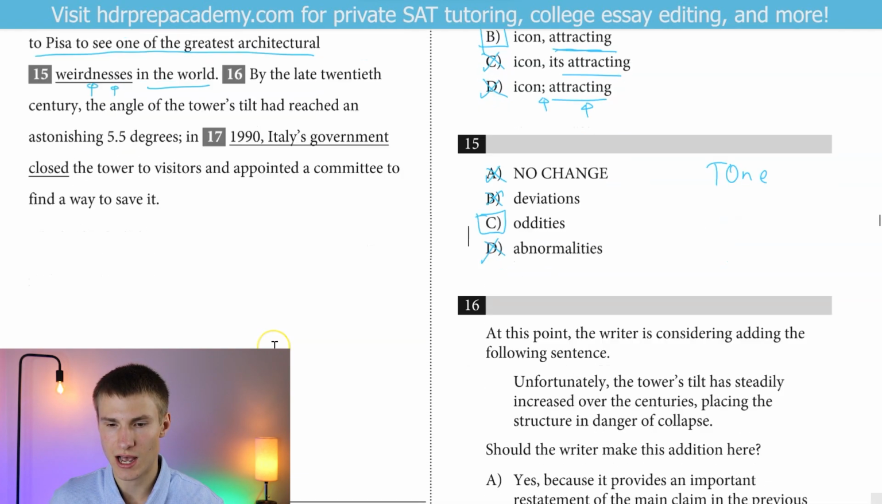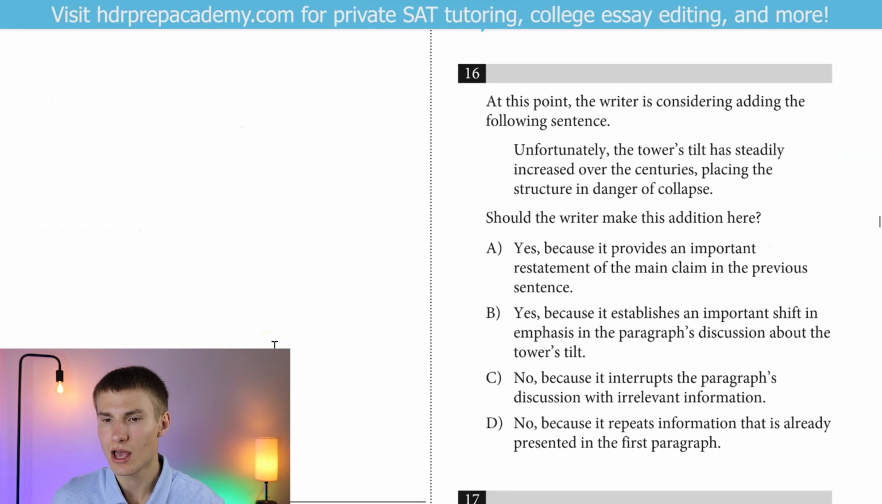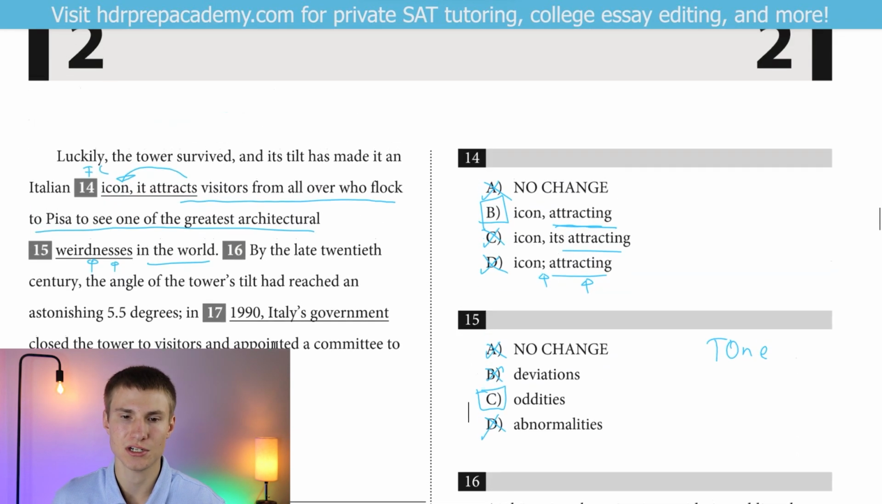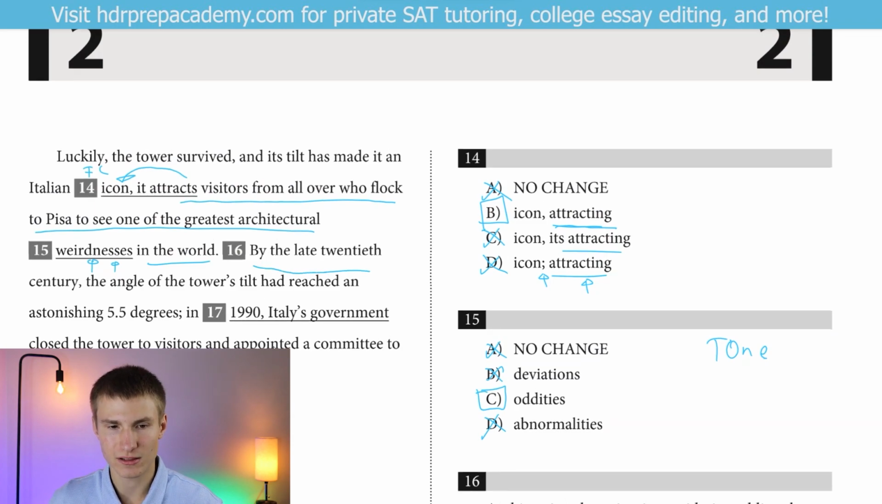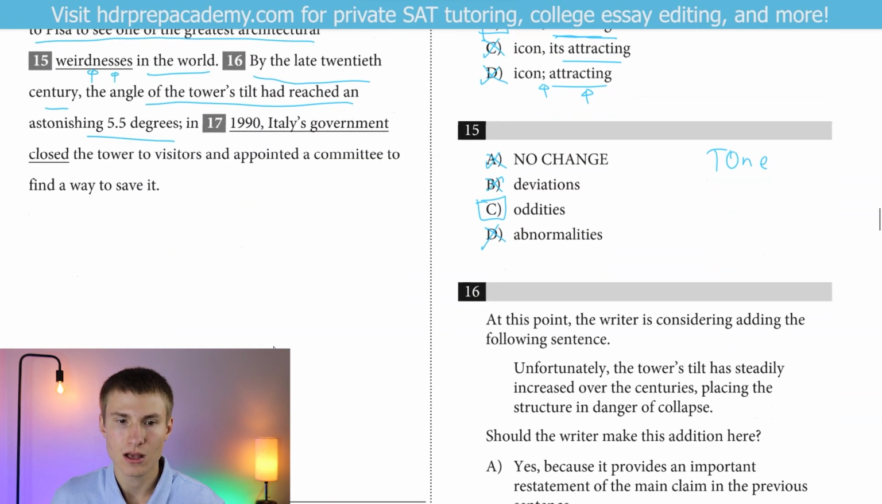At this point, the writer is considering adding the following sentence. "Unfortunately, the tower's tilt has steadily increased over the centuries, placing the structure in danger of collapse." Should we make this addition here? We have to read on to figure this out. So we have, by the late 20th century, the angle of the tower's tilt had reached an astonishing 5.5 degrees. And then we have, in 1990, Italy's government closed the tower to visitors and appointed a committee to find a way to save it. All right, so should we add this here?